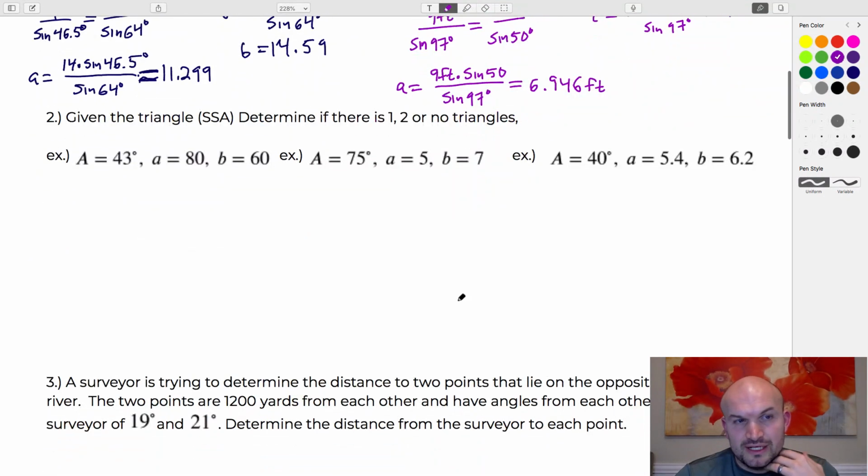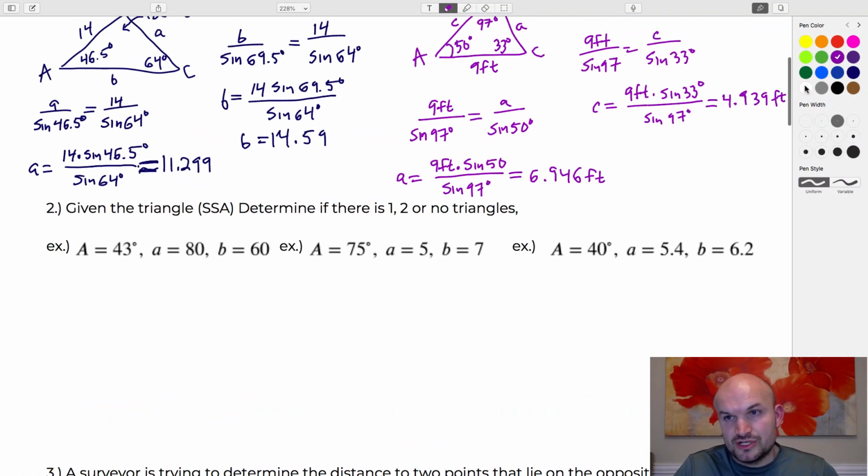All right, so for the next one, we're given this ambiguous case, side-side-angle. This one's just asking you to determine one, two, or no triangles. We talked about a couple different ways to do this, and I'm going to work on both ways so it makes sense. The main idea for this ambiguous case, which I know is very difficult to fully explain in a couple minutes.